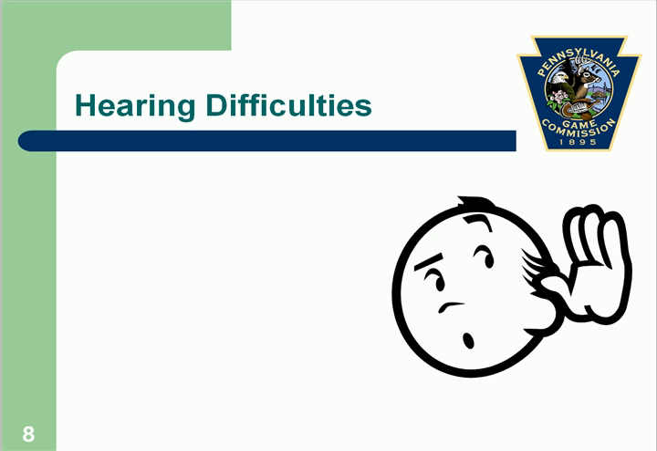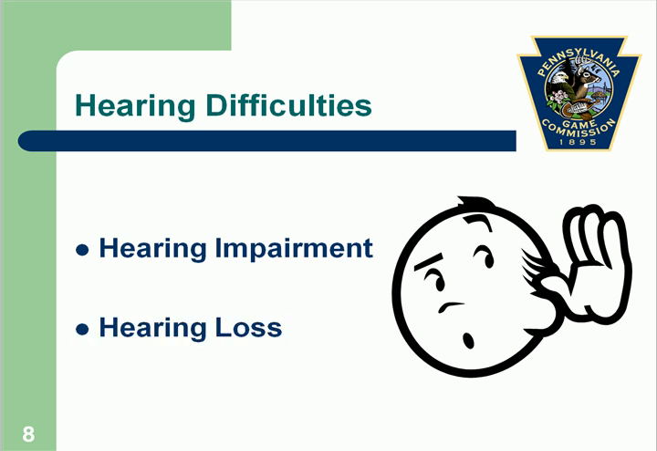Hearing difficulties can be listed in two categories. Hearing impairment, which is an impairment, either permanent or fluctuating, that adversely affects educational performance, or hearing loss, an impairment so severe that processing linguistic information through hearing, with or without amplification, is impaired.